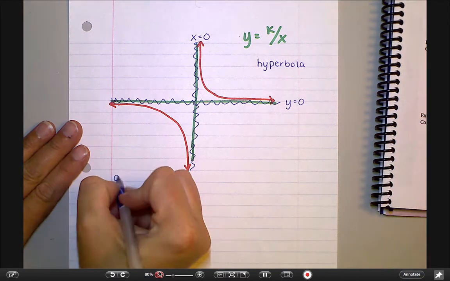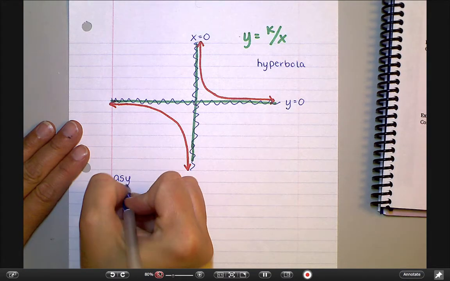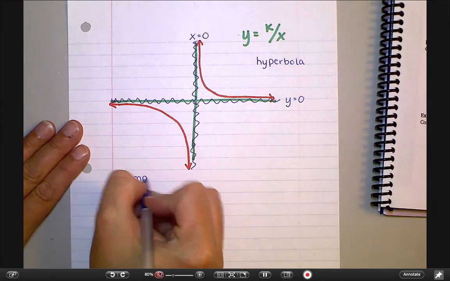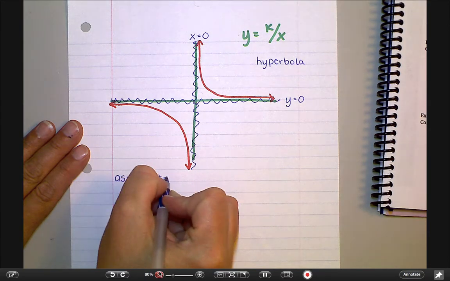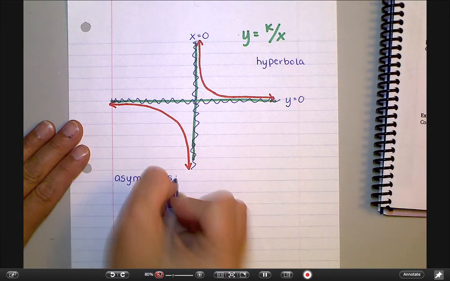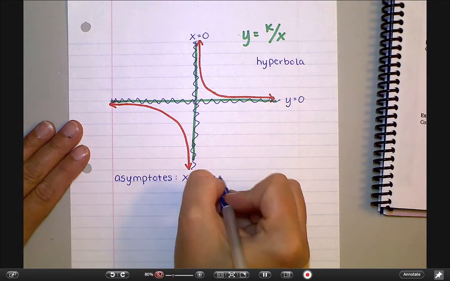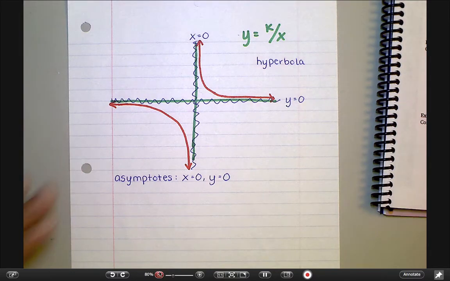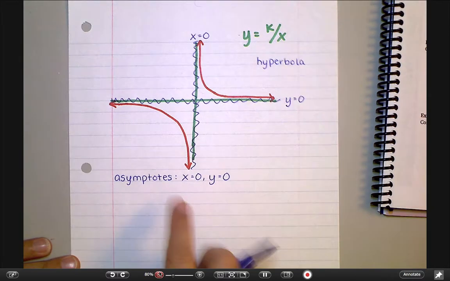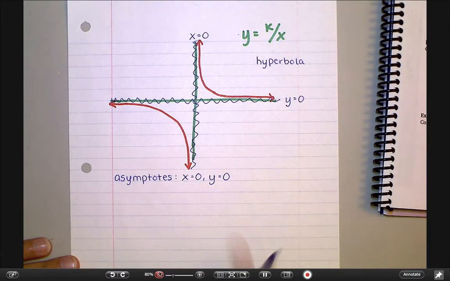So I would say for this graph, we should know that it has asymptotes at x equals 0 and y equals 0. I do realize that I don't have a place in the table for that information, but you will want to know it. That is going to be important. So you can write that down someplace else in your notes, somewhere where it makes sense to you. But it has asymptotes at x equals 0, y equals 0.